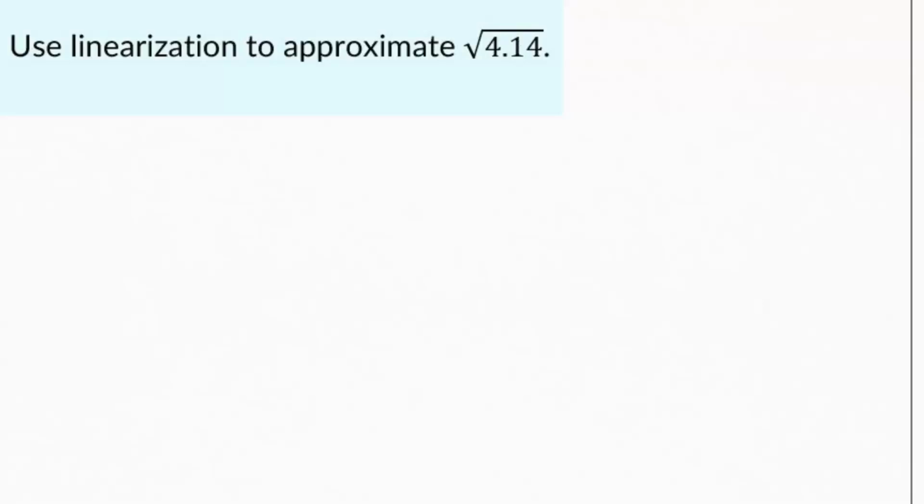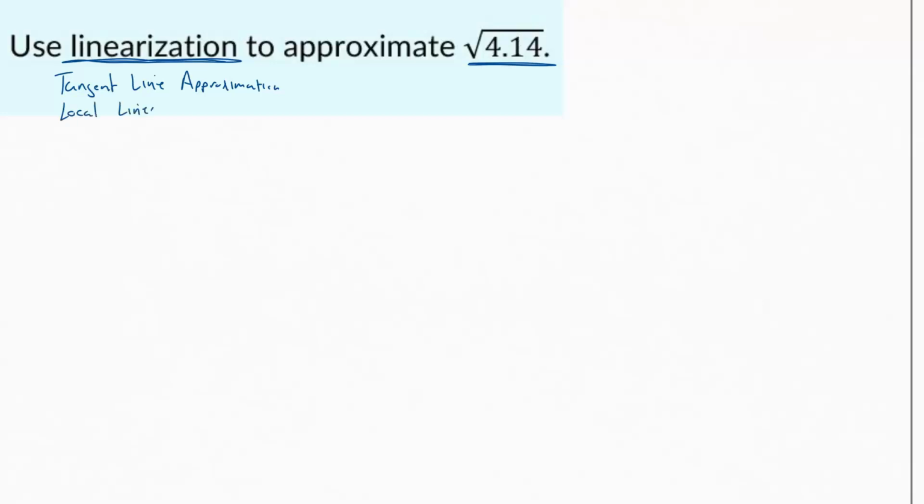This example is asking us to use linearization, that's one bit of language that they use to set up this problem, to approximate this given square root value down here. They'll use the term linearization. They'll also use the term tangent line approximation. They like to use the term local linear approximation.